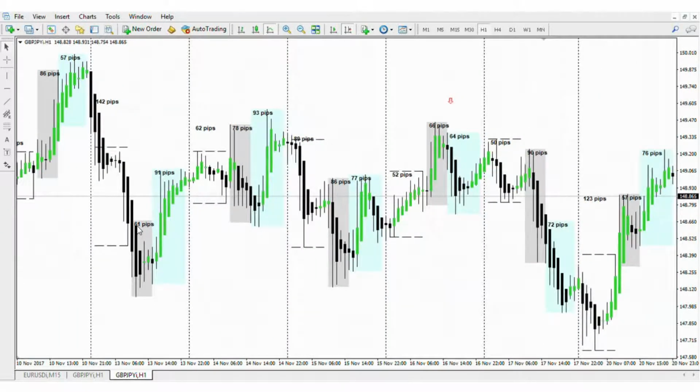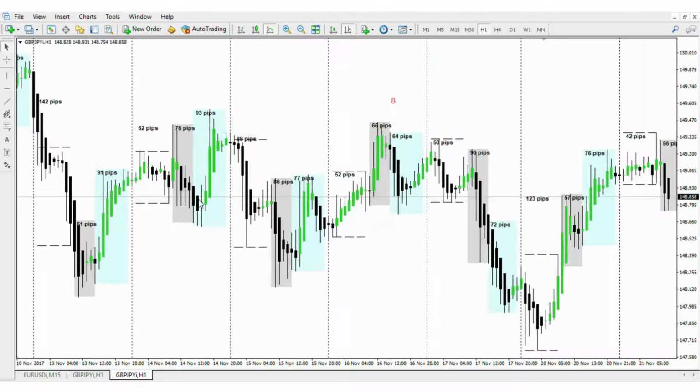The 13th is a Monday. I usually avoid Mondays because most of the market movement occurs in the Asian session, and there will be no moves left for the London session. The Asian session itself moved 142 pips. That's so many pips.